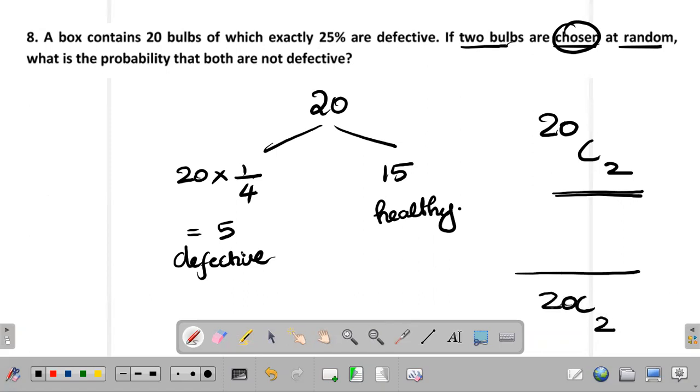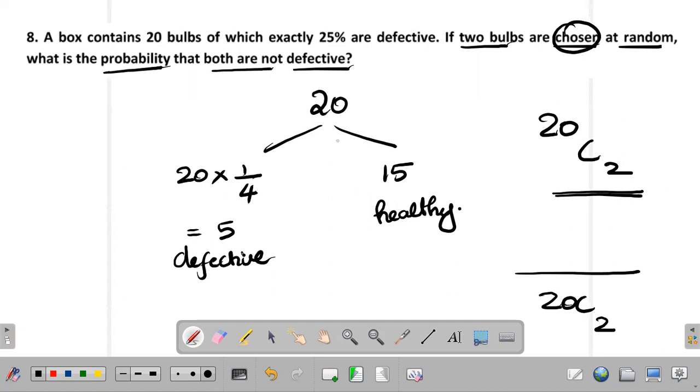In that, what should be the probability that both are not defective? What should come in the numerator? Please let me know. They say both are not defective. So what should come in the numerator? Okay, you may say it is 15C2, but I will say 15C2 is not fully correct.